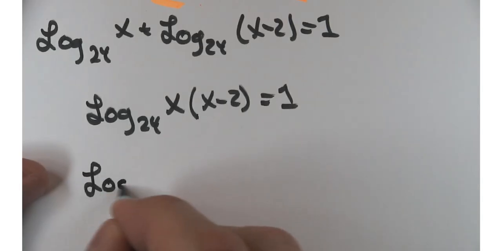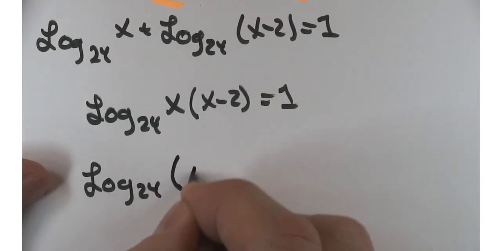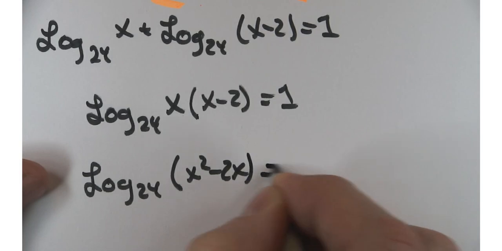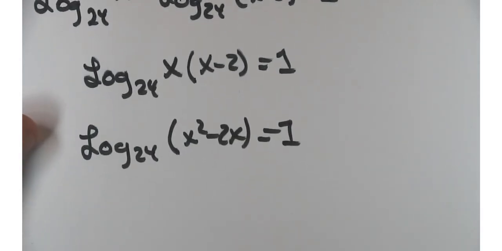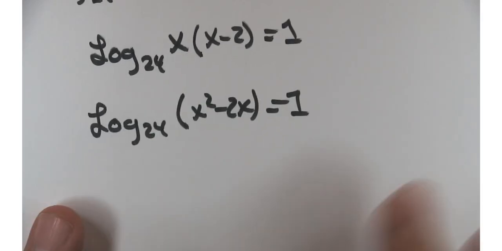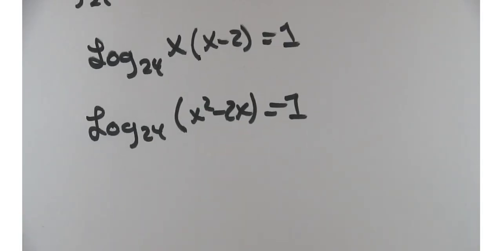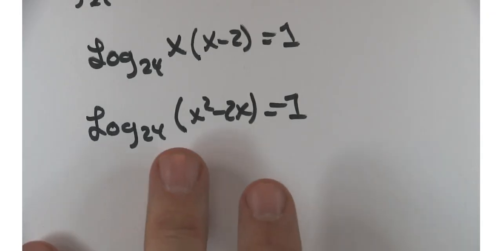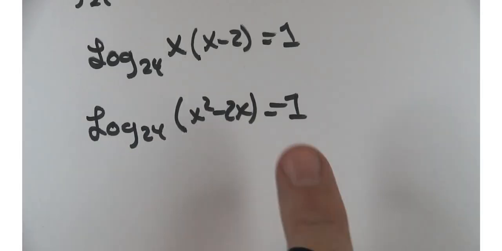Let me distribute that x. x squared minus 2x equals 1. Why don't you take a second and see if you can rewrite this using exponents. This is where I needed to get to. I needed to get to a logarithmic equation that just had logs on one side and the constant on the other side. So I can rewrite this using exponents.